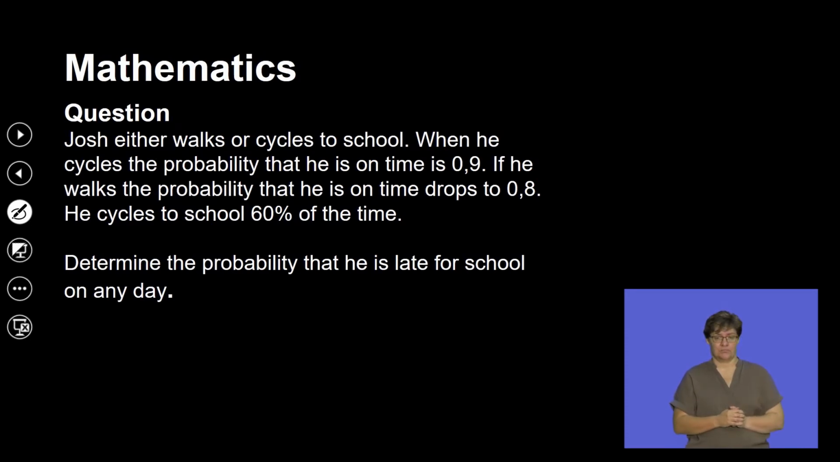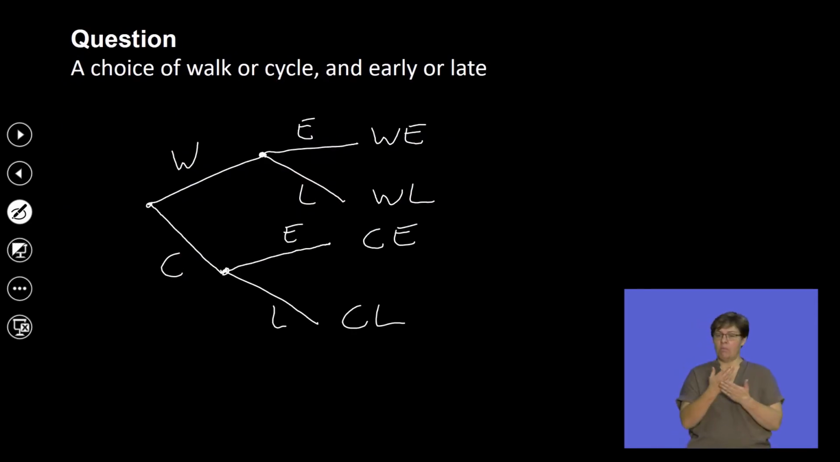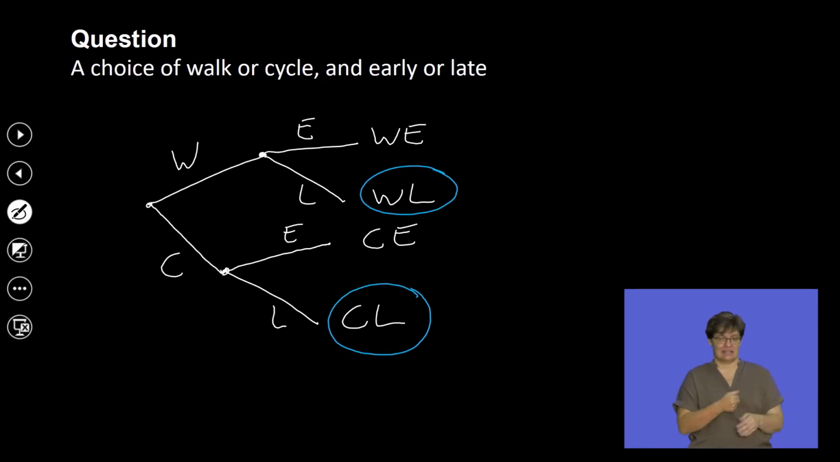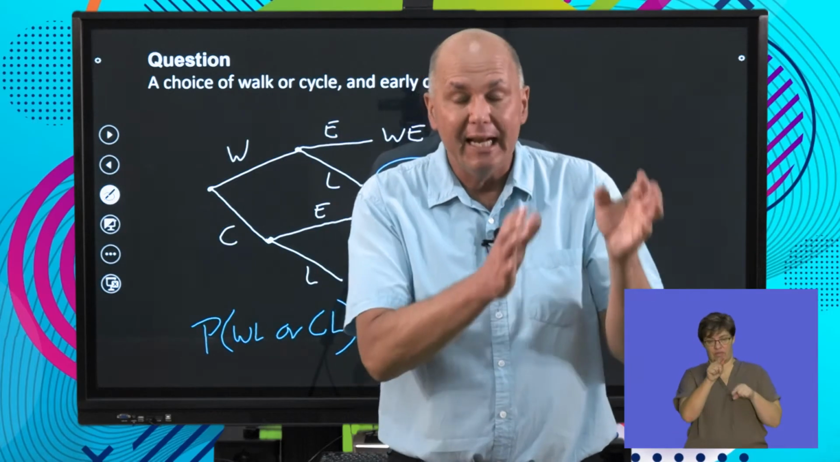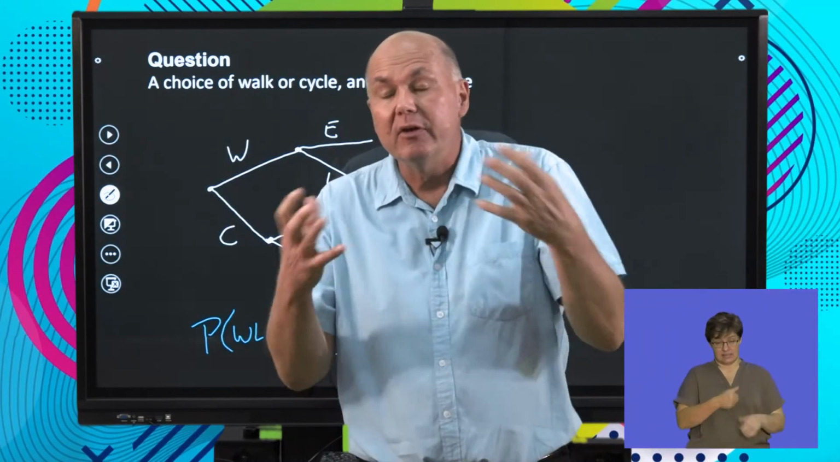So what we're asked to do in this question is to determine the probability that he is late for school on any day. So we are looking at all the options that are late. So if I go to my probability tree over here, we'd recognize there he was late when he walked, there he was late when he cycled. And we have to find out what the probability of each of those is so that we can combine them. Because remember, it's either that he walked and was late, or he cycled and was late. And so really what we're looking for here is the probability of walking and late, or cycling and late. Please make sure that you recognize it's both of those, walking late or cycling late. And that's exactly what we're going to do.